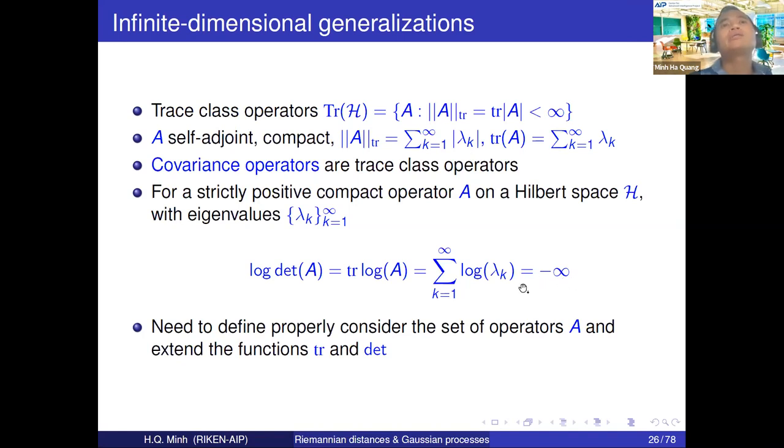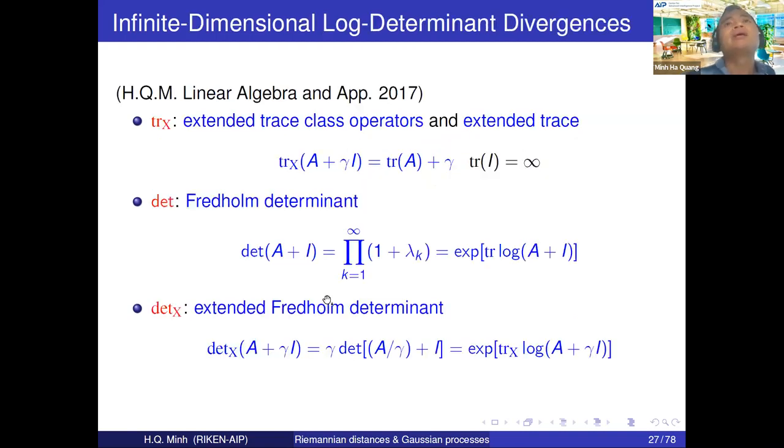So we need to consider the set of operators A so that we extend the function trace and determinant so that this quantity somehow becomes finite. And one way to do it is inspired by the extended Hilbert-Schmidt norm.